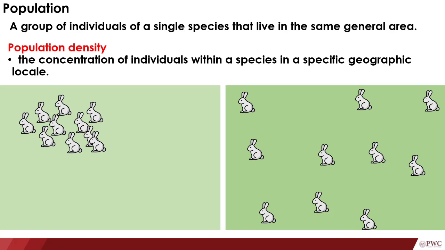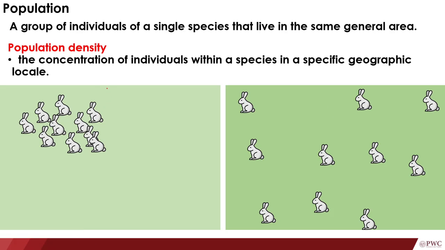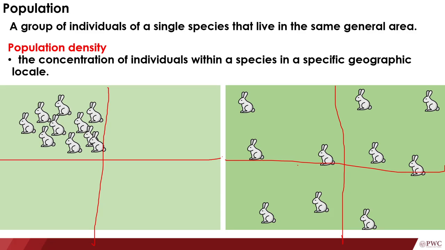Next, let's talk about population density. It refers to the concentration of individuals within a species in a specific geographic locale. So in this case, let's try to see. Okay, let's divide this into regions, four groups or four areas. In this area, we have 1, 2, 3, 4, 5, 6, 7, 8, 9, 10. So we have 10 rabbits in this area.